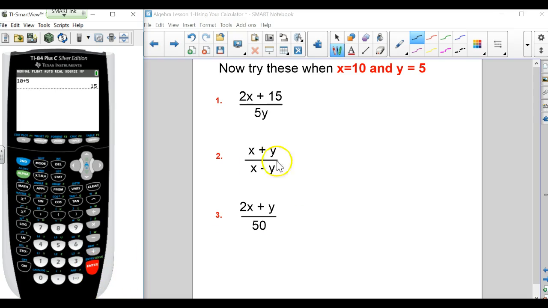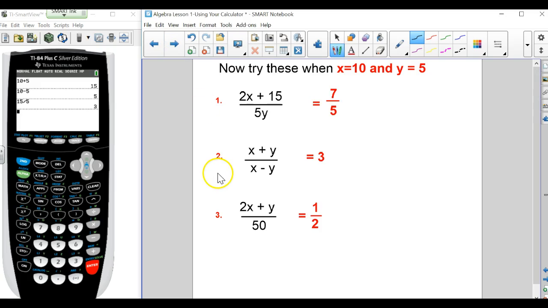The bottom of the fraction says x minus y. So that's going to be 10 minus 5. I'll type in 10 minus 5, and I get 5. So here's the answer for the top of the fraction. Here's the answer for the bottom of the fraction. So I put them together, 15 divided by 5, and my final answer is 3. Here are the other answers. And go ahead and check your work, and let's move on.